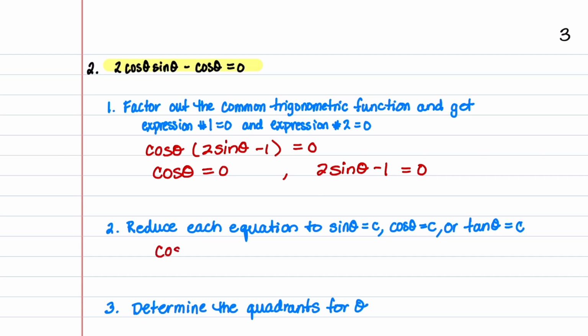Let's now reduce both equations so they have just a sine or a cosine on the left-hand side. So our first equation is already in that form, so we'll just recopy it. Cosine theta is equal to 0. And our second equation, we'll go ahead and write down again.